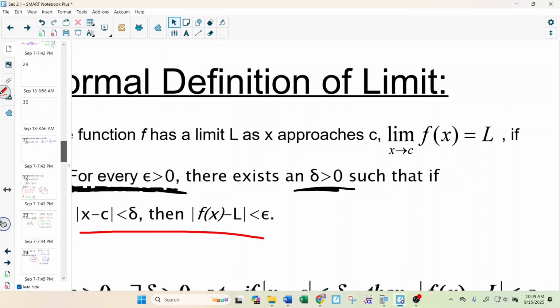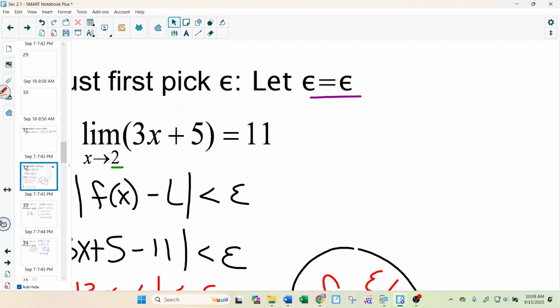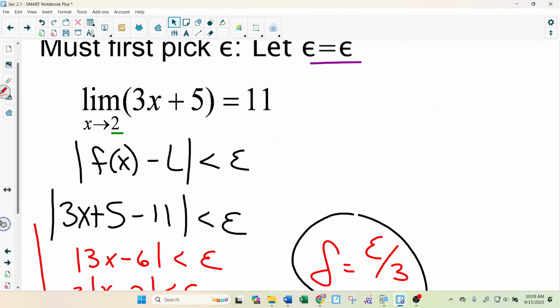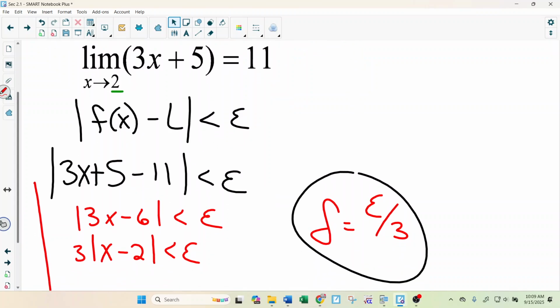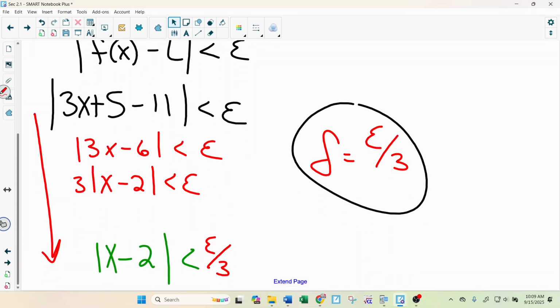So when we do that, we start off with f of x minus L, simplify it, and try to get down to x minus 2 to find what we're looking at, right? All right, so we did some of those.